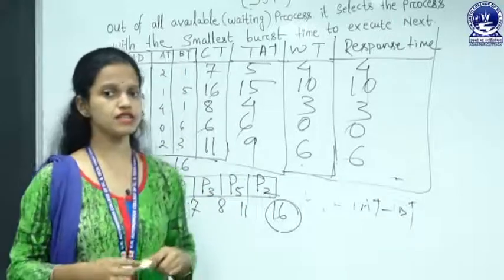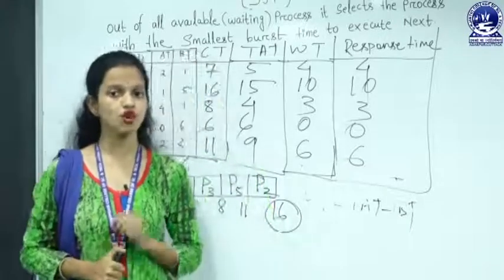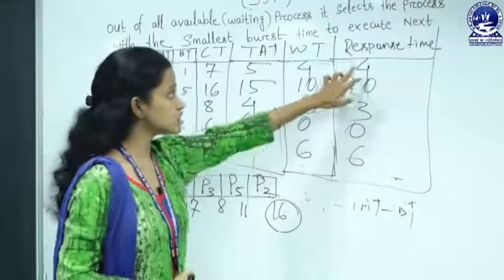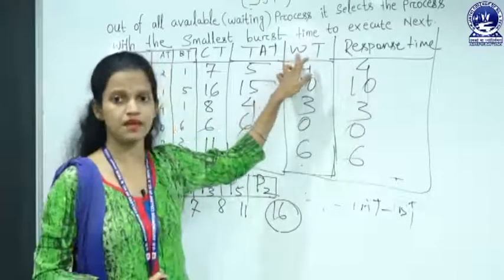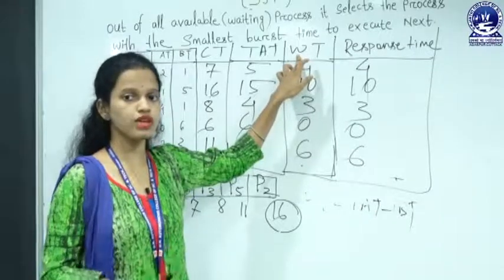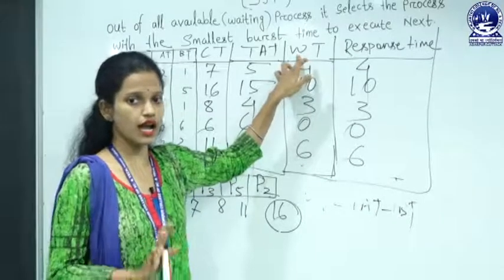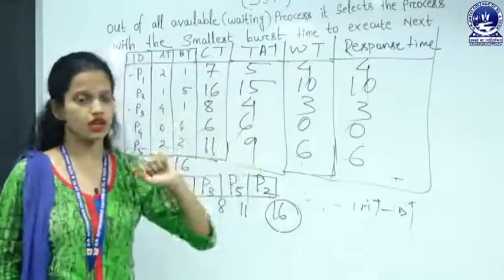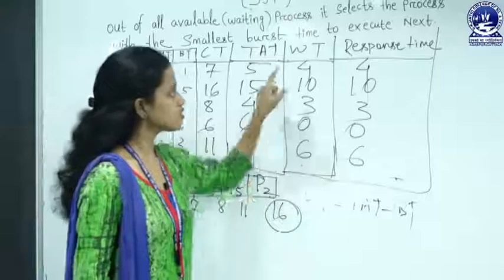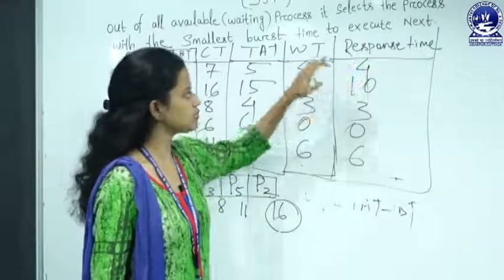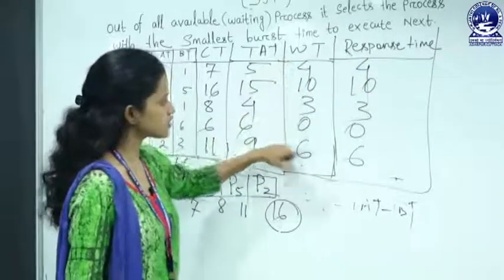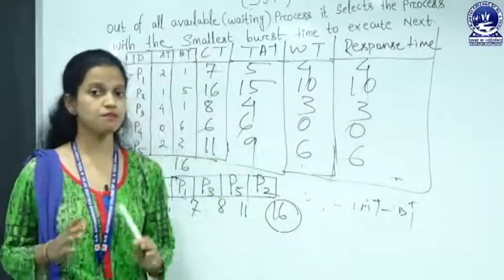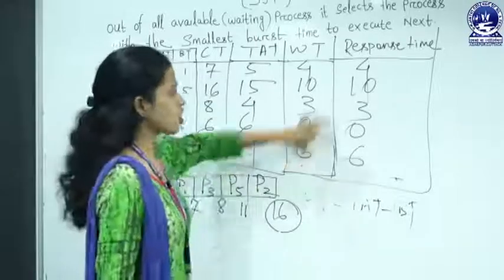In the previous lecture, I told you that in the non-preemptive case, the response time and waiting time would be the same. This is only for non-preemption, and I am discussing the non-preemptive version of SJF. So look at this, the waiting time and response time are the same: 4, 10, 3, 0, 6. But in the preemptive case it is not like that.